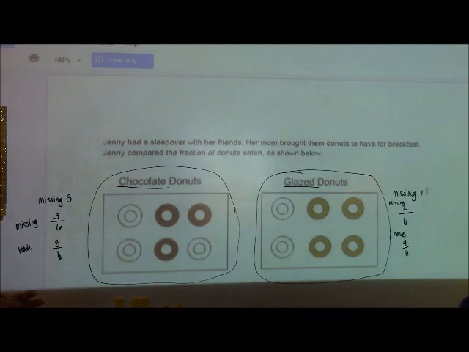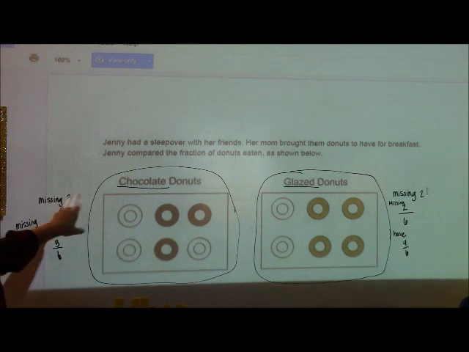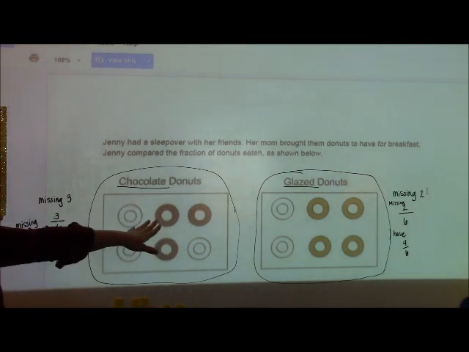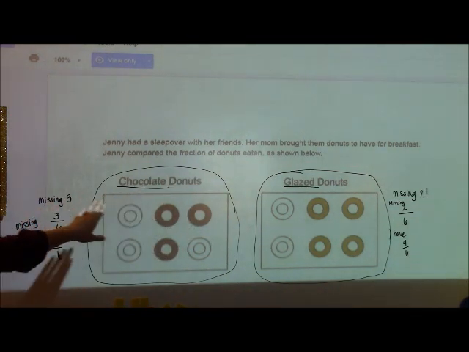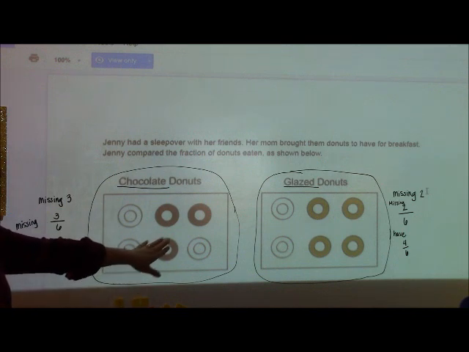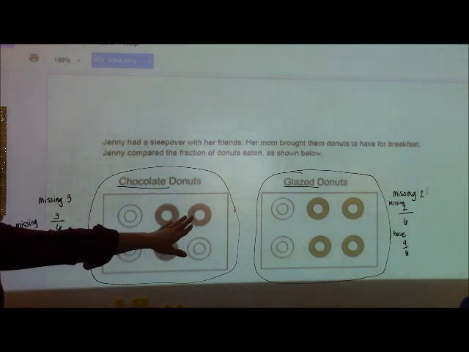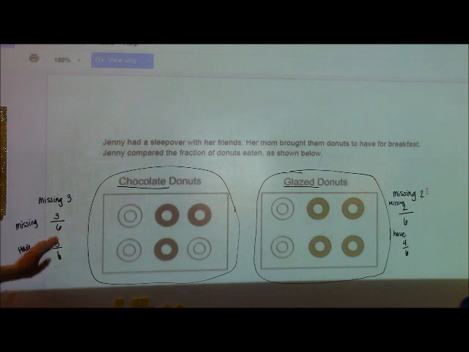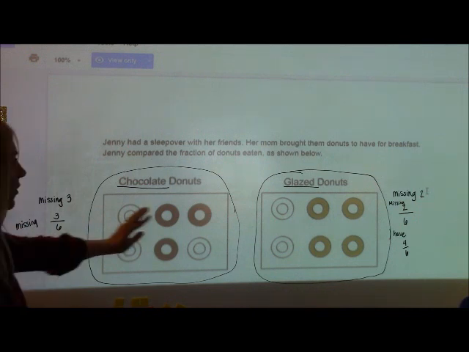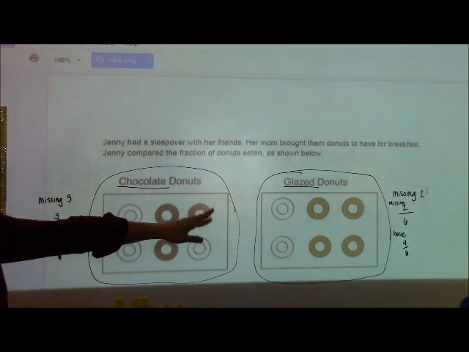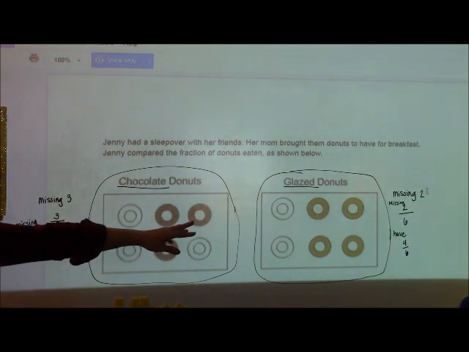All right, you guys, before we even read this story, we took a look at our text features. We found out on our text features that we have chocolate donuts and we have glazed donuts. We know that we are missing 3 chocolate donuts and 2 glazed donuts, right? So we said we're missing 3/6 and we have 3/6. Over here, we're missing 2/6 and we have 4/6, right?